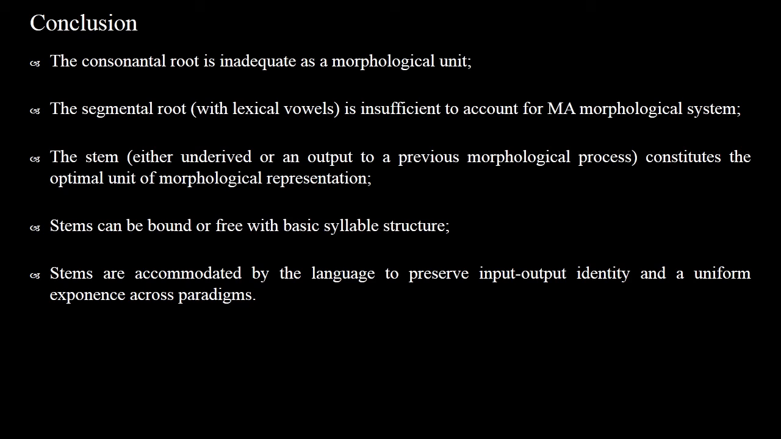In this presentation, we have demonstrated that the consonantal root is inadequate as a morphological unit. Similarly, we have demonstrated that the segmental root with lexical vowels is also insufficient to account for the Moroccan Arabic morphological system. Instead, we posit the stem, either underived or an output to a previous morphological process, as the optimal unit of morphological representation. So, Moroccan Arabic stems can be bound or free with basic syllable structure. And of course, stems are accommodated by the language to preserve input-output identity and uniform exponents across paradigms.